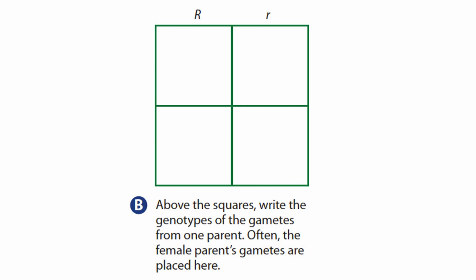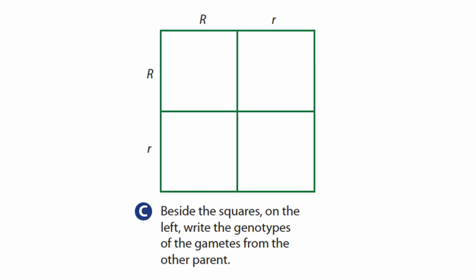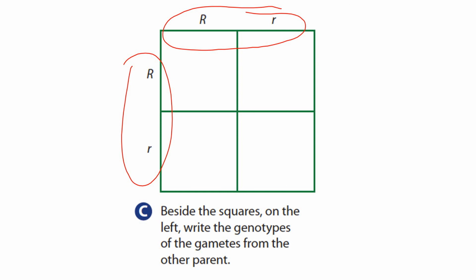Next, in the squares above, on top of each column, you're going to put the gametes of one of the parents. So in our example right now, our gametes are a dominant R and a recessive r. So this is a heterozygous individual. And then on the left side, we're going to put the other parent. So now we have the gametes of both parents. We can see that it is a monohybrid cross.